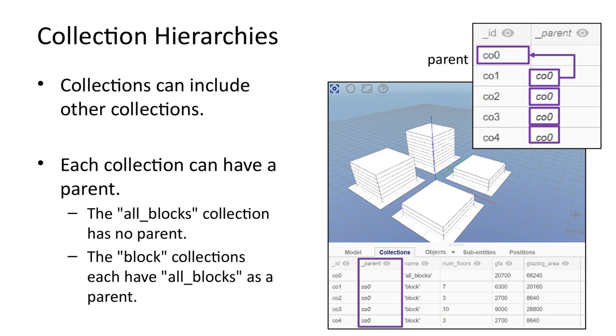In the attribute table for collections, there is a column that identifies the parent of each collection. If a collection has no value for the parent, then it means that the collection is at the top of the hierarchy. In the example, we can see that collection 0 has no parent. Collections 1, 2, 3 and 4 have collection 0 as the parent.